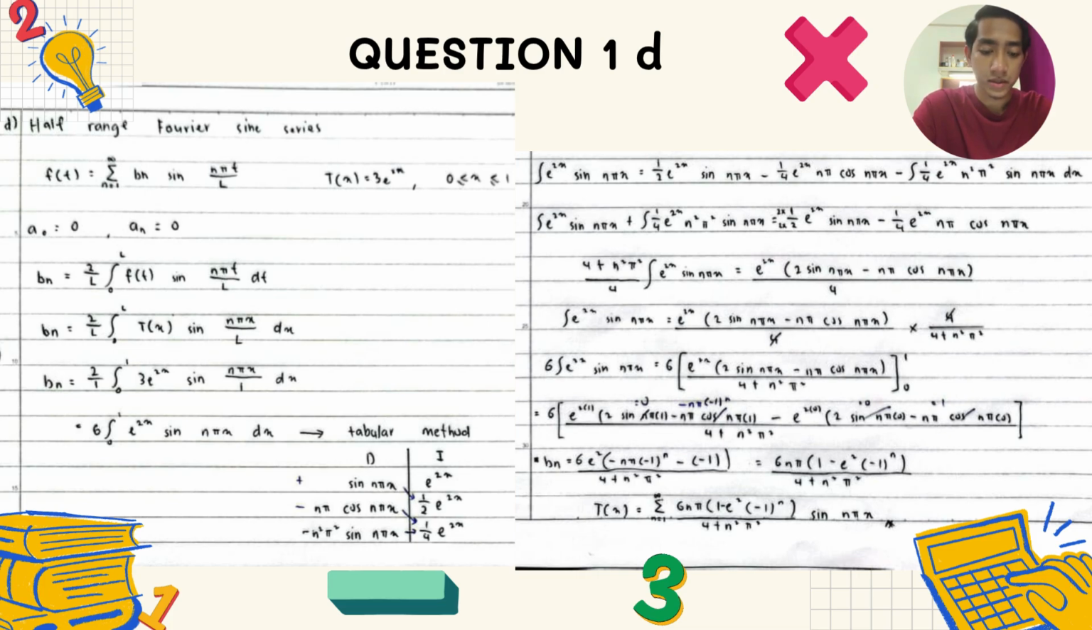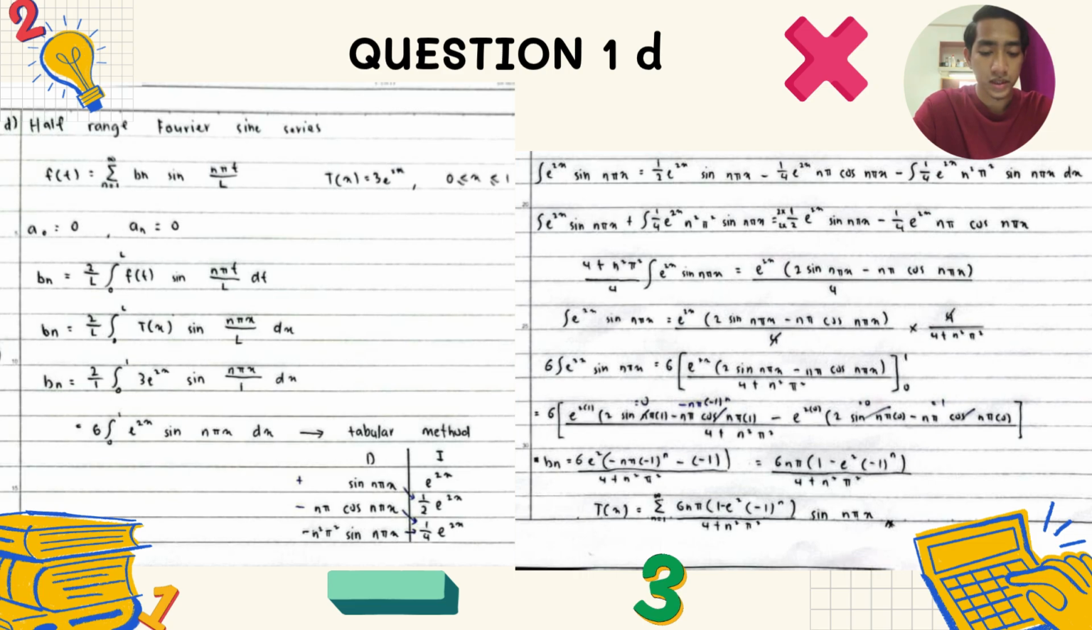So I obtain the result: 6 times the integral of e^(2x) sin(nπx) equals 6 times the bracket e^(2x) times (2 sin(nπx) minus nπ cos(nπx)) over (4 plus n²π²), with the limit 0 to 1. Then I substitute the limit from 0 to 1.